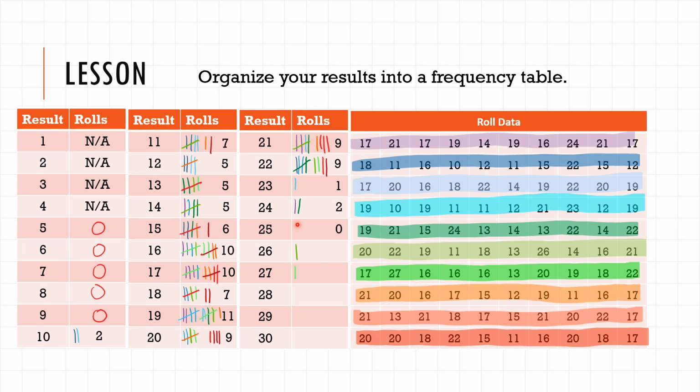I never got a 25. I got a 26 and a 27 once each, and I never got anything higher than a 27. Even though it's possible for me to have rolled a 30, I never got all 6s, even in 100 rolls of this dice.